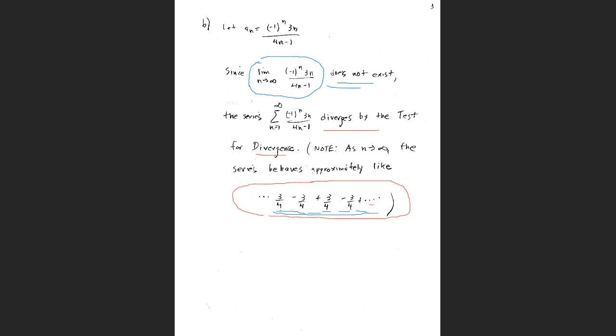Are there any questions on that? The test for divergence was a test that you saw back in section 8.2, but we can use it here for this series.